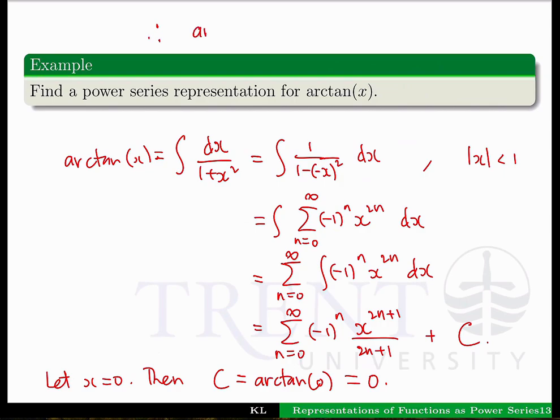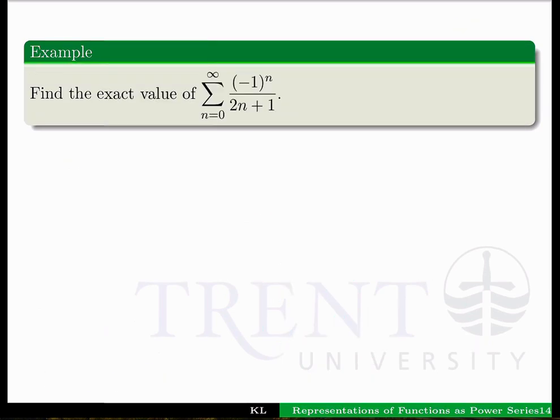So therefore I'll just write it up here. Arctan of x, the power series representation is negative 1 to the n x to the 2n plus 1 divided by 2n plus 1, running from 0 to plus infinity. Absolute value of x must be less than 1.